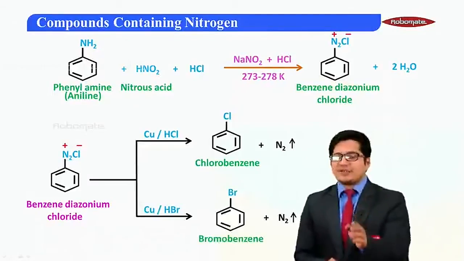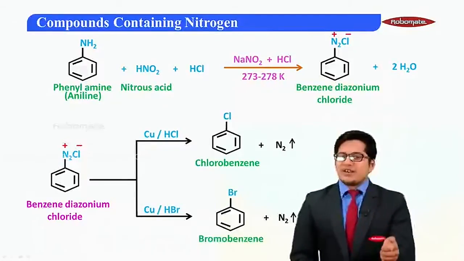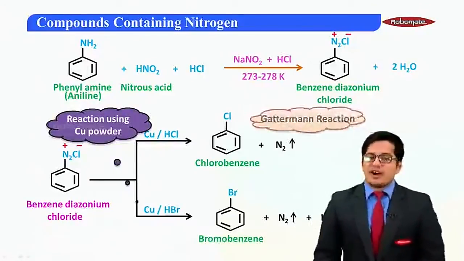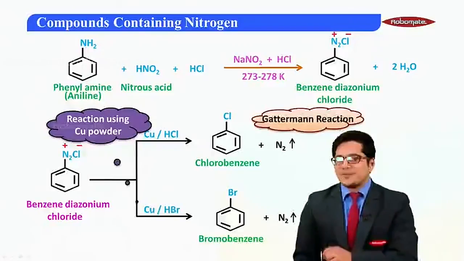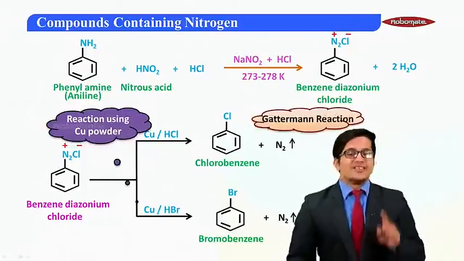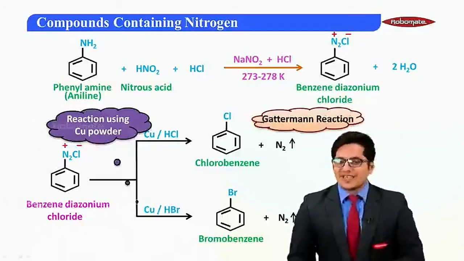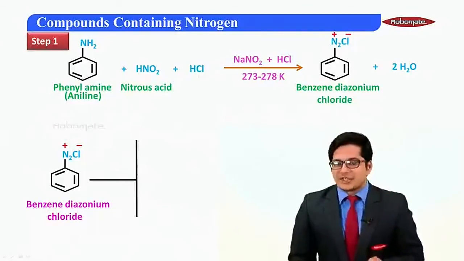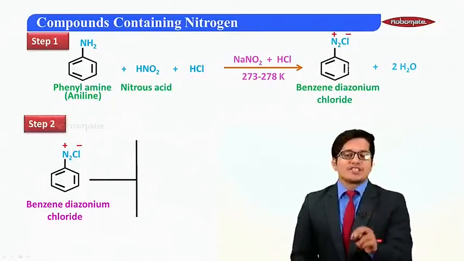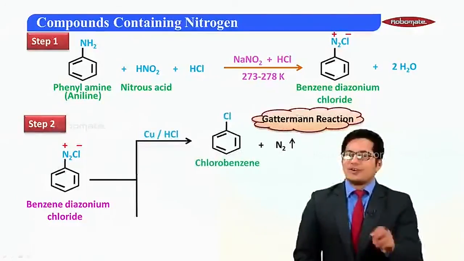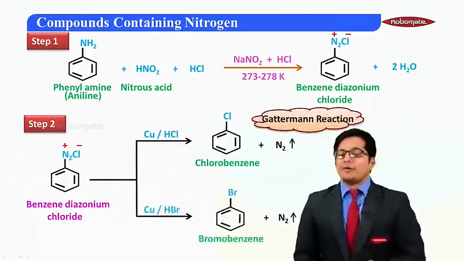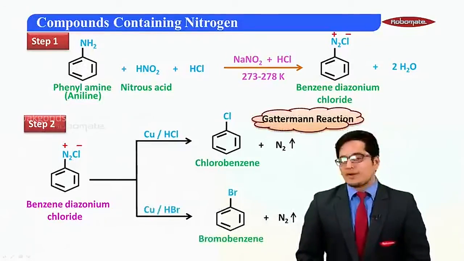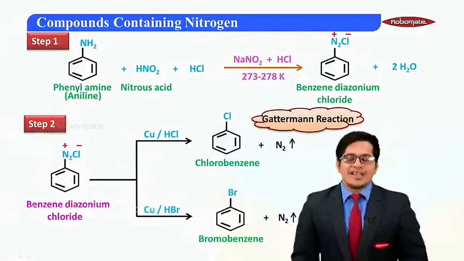Now in this case, students, you need to remember, what are we using? Are we using copper powder? Yes. And therefore this reaction would be called as Gattermann reaction. So again, if a question comes in your exams, how you would answer it? Gattermann reaction is of two steps. Step 1, preparation of diazonium chloride. Step 2, conversion of diazonium chloride to chlorobenzene or bromobenzene. But in both the cases, here you are using copper powder in HCl or in HBr.